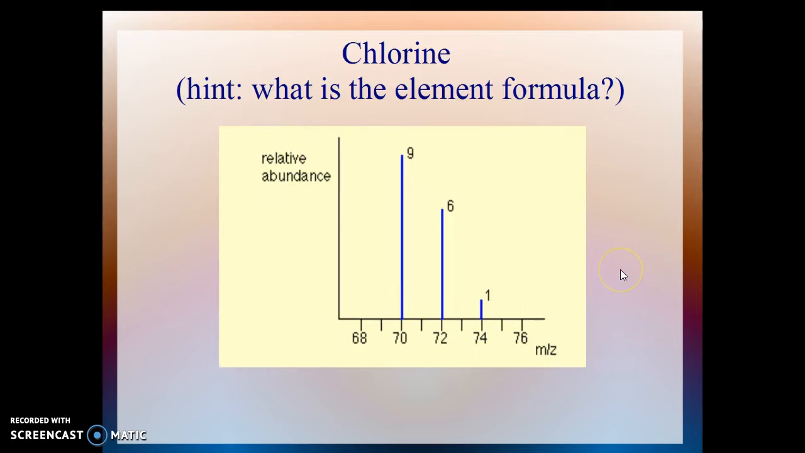Now for chlorine, I'll just show this to you and you can discuss it and talk about it. And if you look very carefully at this, you might want to think about the element formula before you determine in your own mind how many isotopes of chlorine there are. Remember what kind of molecule the element chlorine comes as.